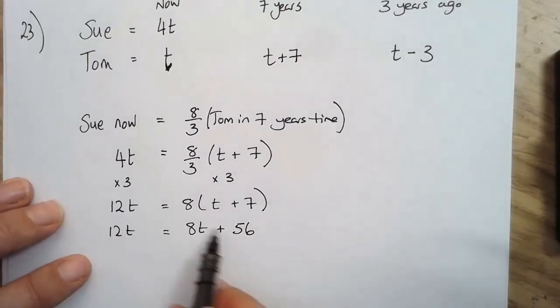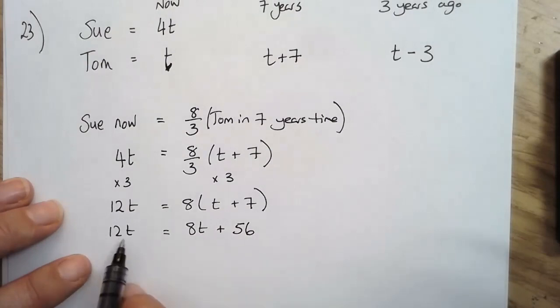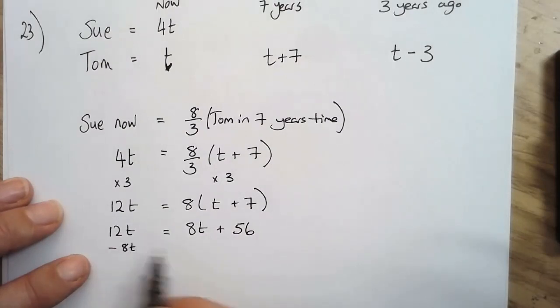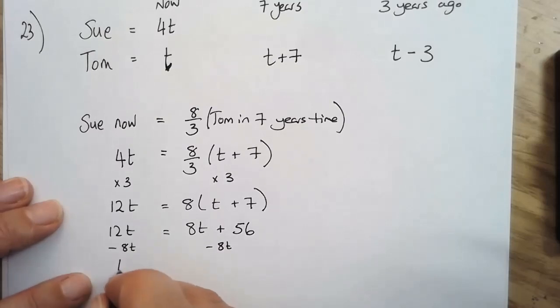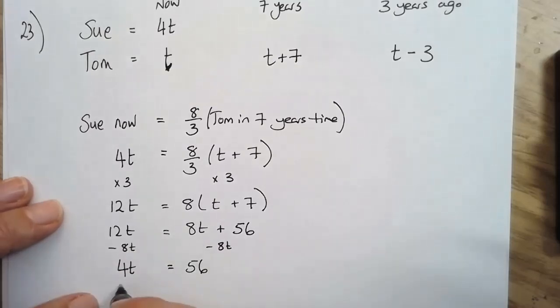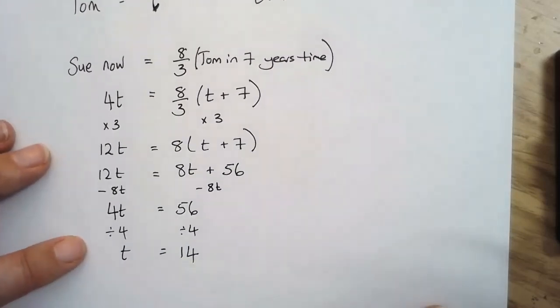I've got T's here and T's here. I want all the T's on one side because I need to find out what T is. That's what I'm trying to find. So I'm going to subtract 8T from both sides. 12T subtract 8T is 4T. And then divide both sides by 4, which gives us T equals 14.